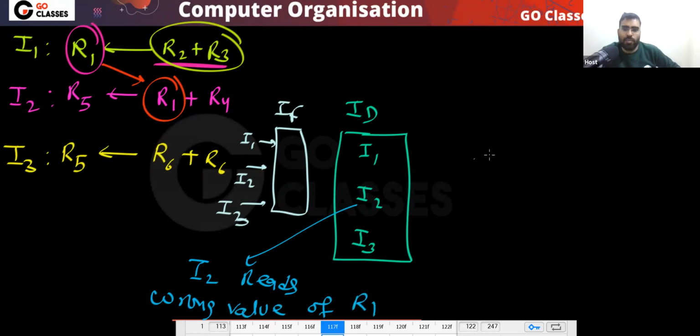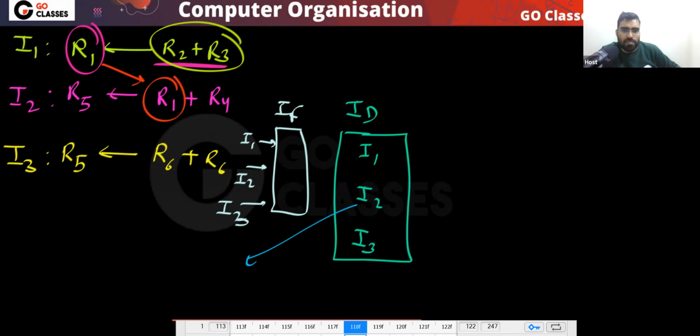Please tell me a simple point. Because this calculation will happen in the execution stage, but you are reading R1 now, so I2 is reading the wrong value of R1. So what should you do? You should stall. You definitely cannot allow that. Reading the wrong value is not allowed.